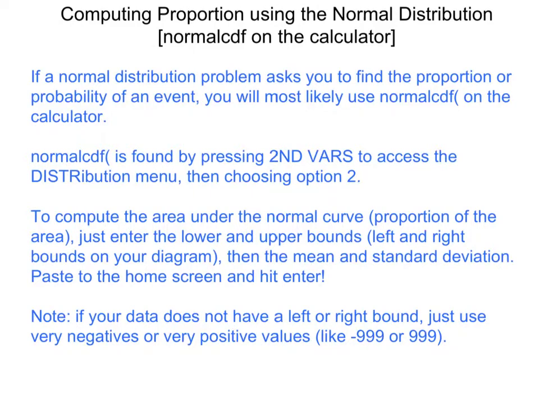The most commonly asked question on the IB exam regarding the normal distribution is for you to find the proportion or probability of some event happening. If they ask for that, you are almost certainly going to use the normal CDF function on the calculator. On your calculator, you hit second and the vars button to bring up the distribution menu. There you'll see normal PDF, normal CDF, and INV norm.